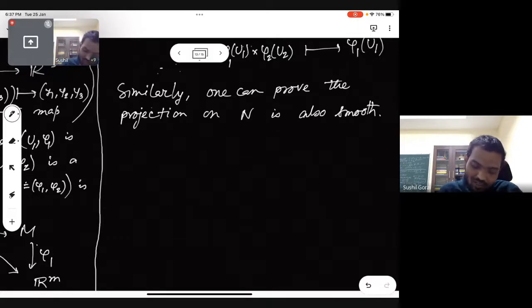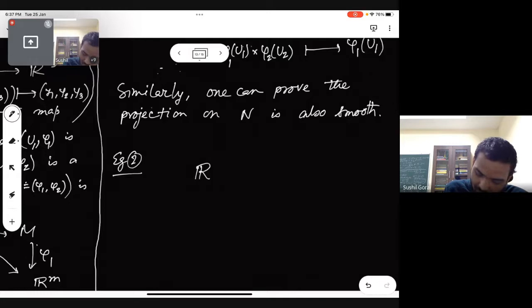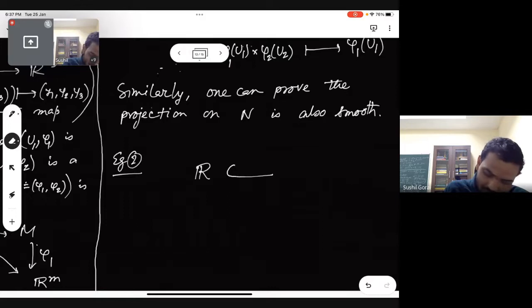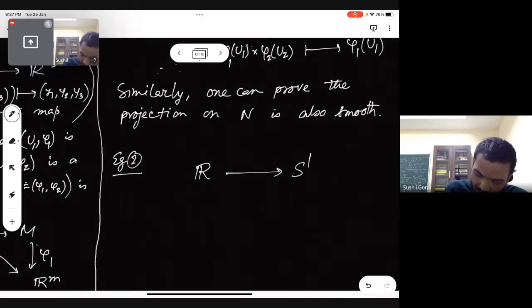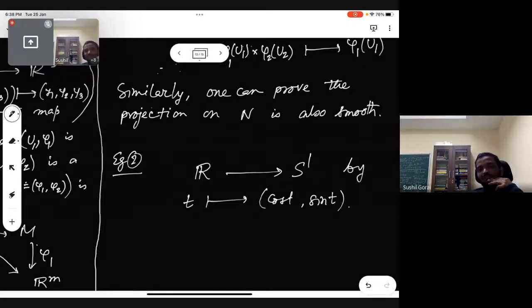Okay, so next look at another example. Example 2. Suppose R maps to S^1 by t goes to (cos t, sin t). Is it a smooth map?